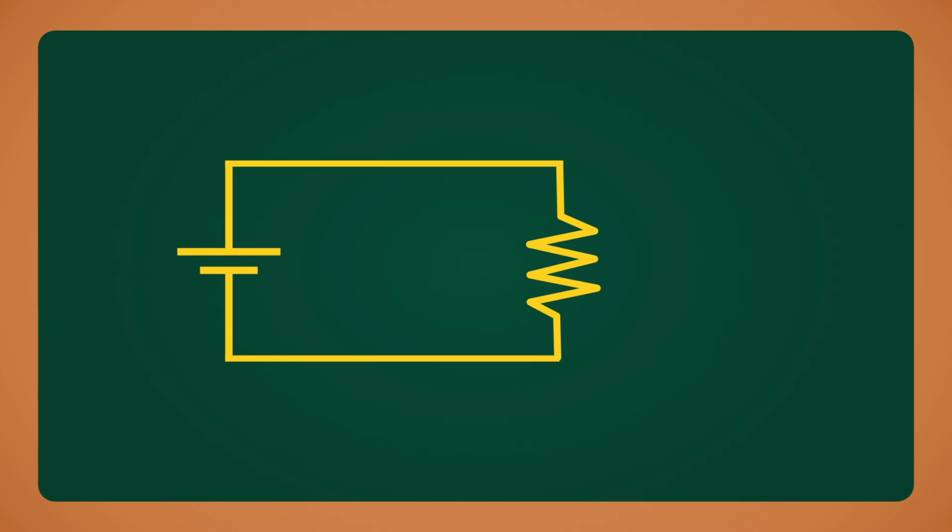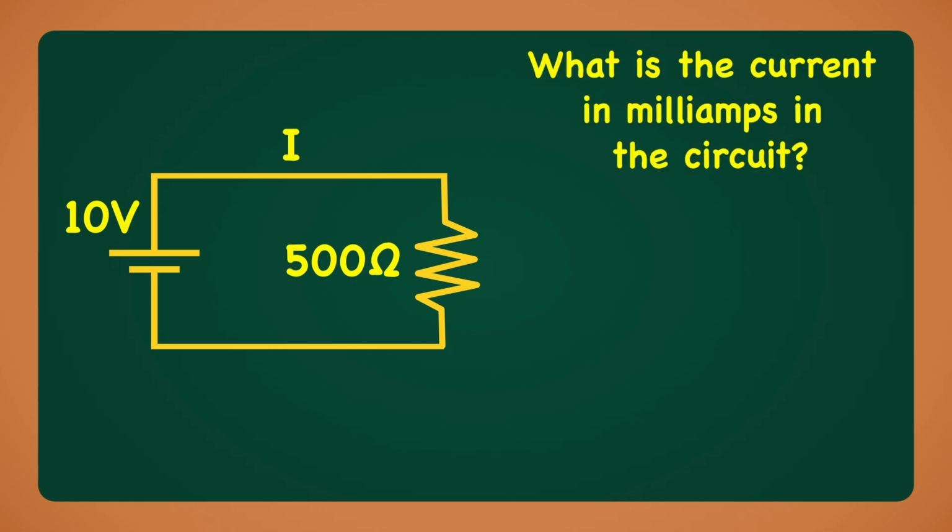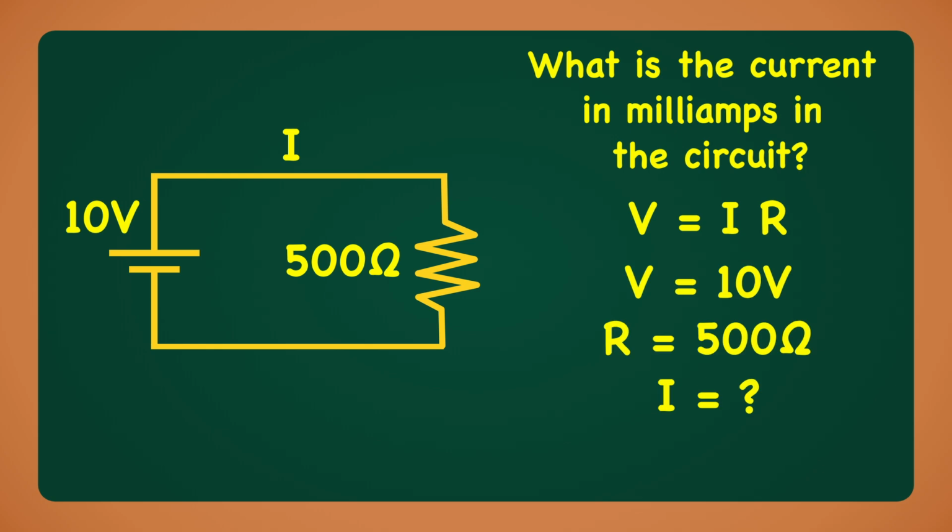Let's start using Ohm's law with a simple problem. Here we have a 10-volt battery and a 500 ohm resistor. Question: what is the current in milliamps in the circuit? Let's use Ohm's law. V equals I times R. In this problem, V equals 10 volts. R equals 500 ohms. We will set the current to I.